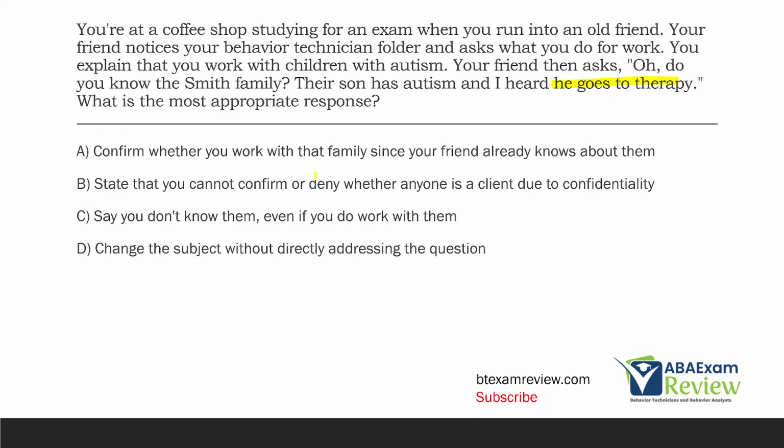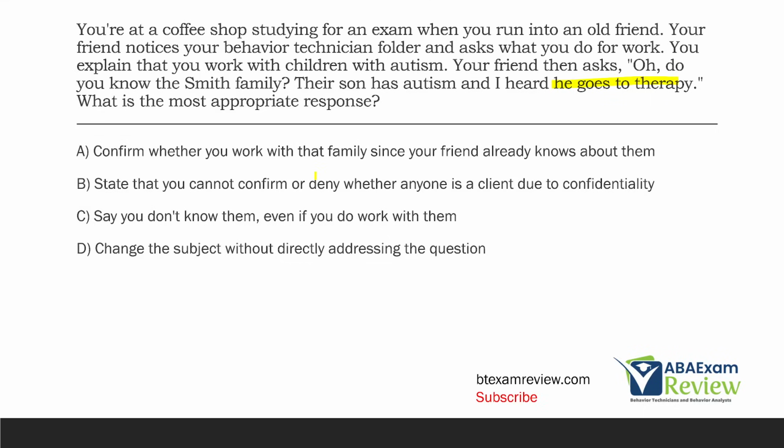C, say you don't know them, even if you do work with them. Well, you don't want to lie because as practitioners, we must remain truthful when it comes to ABA. D, change the subject without directly addressing the question. No, it's a good time to explain to this person that our ethics code says such and such, HIPAA says such and such. You can't give this information.